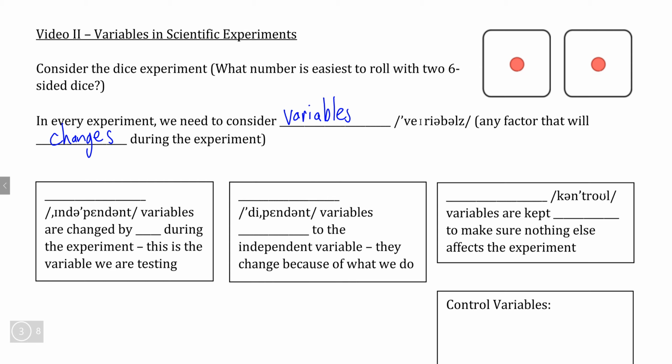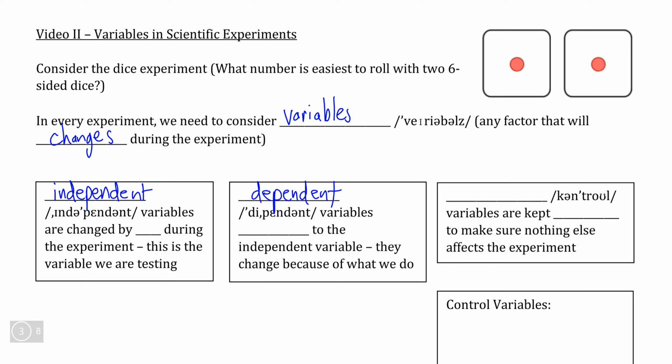A variable refers to any factor during an experiment that specifically will change. Now, in scientific experiments, there are two different types of variables that are focused on during an experiment, what we call an independent variable, and the opposite of the word independent is the word dependent variable. Now, what is the difference between the two?